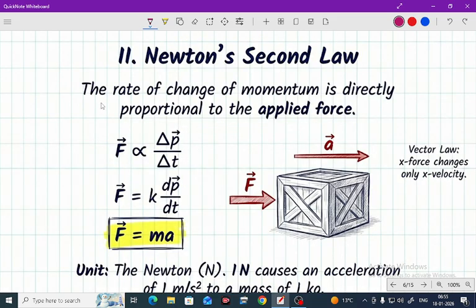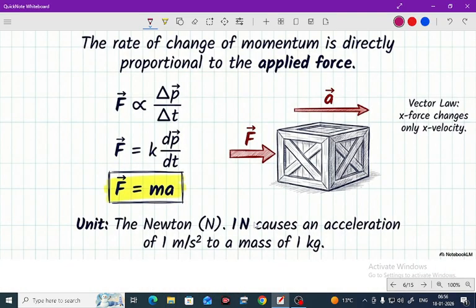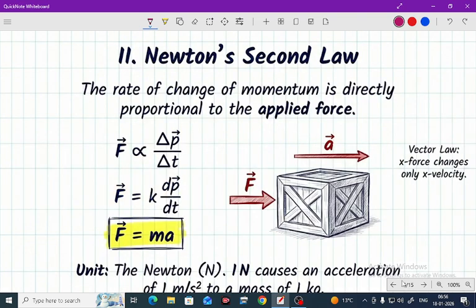Newton's second law: the rate of change of momentum is directly proportional to the applied force. That is, F is directly proportional to delta P by delta t, or F equals k dP by dt, or F equals ma. Vector law: x force changes only x velocity. Unit, the Newton. 1 Newton causes an acceleration of 1 meter per second squared to a mass of 1 kg. That is the definition of 1 Newton.